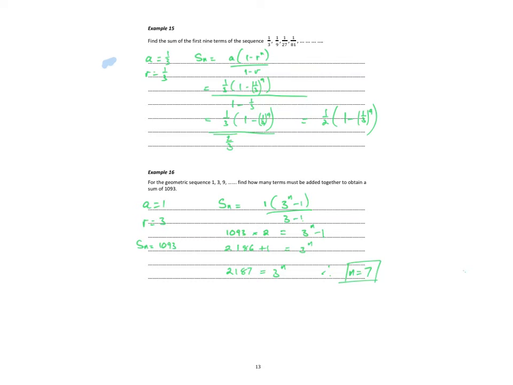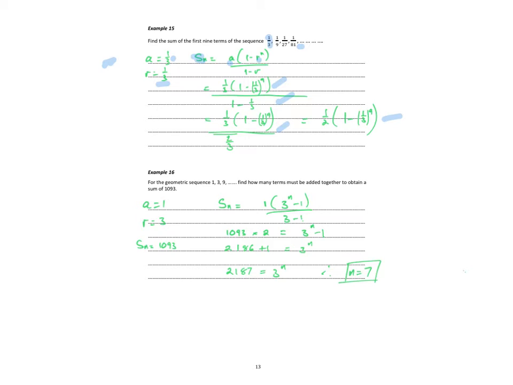Sum of the first 9 terms. So there's our rule, Sn equals. First term 1/3, the ratio is 1/3 because we're increasing or decreasing by a factor of a third each time. Just put our a value in, our r to the n value in. We get to there, 1/3 over 2/3 is a half. Look, we could work it out on the calculator from there, but we can leave it like that if we wish. What about for example 2, example 16?